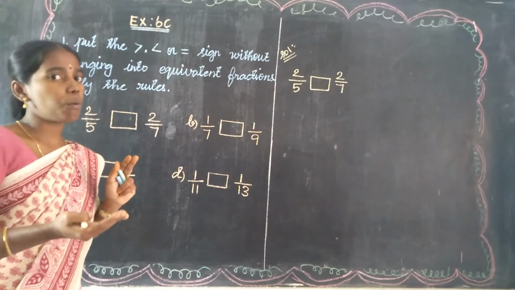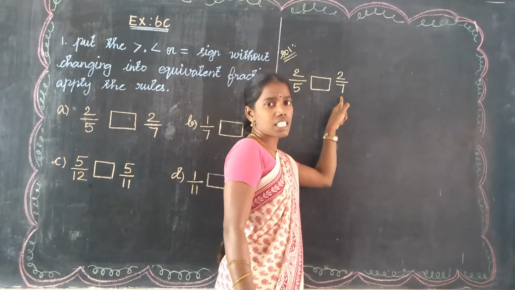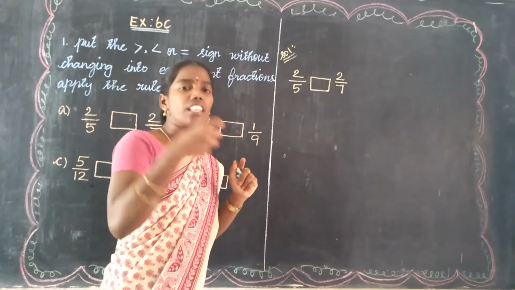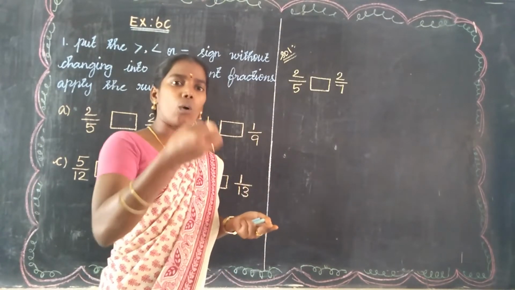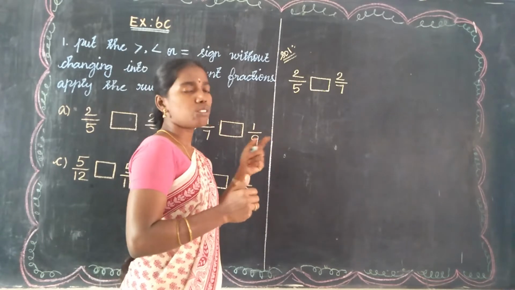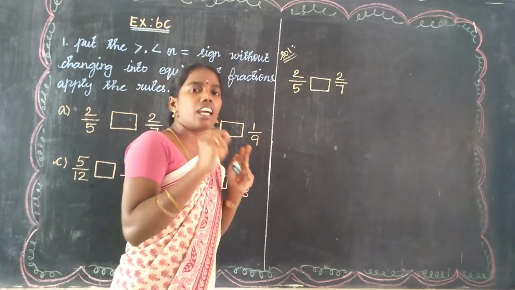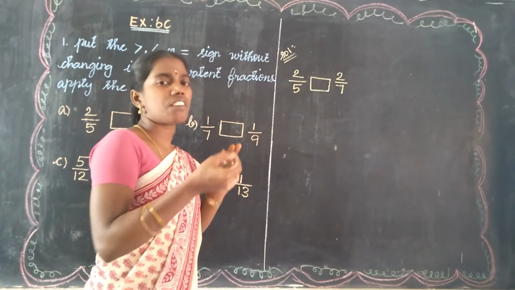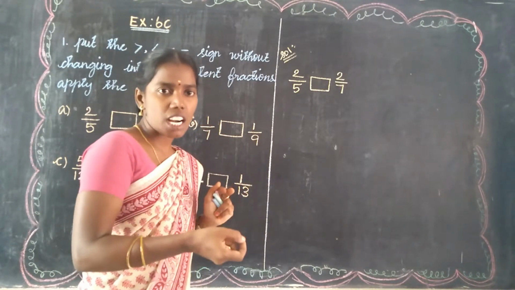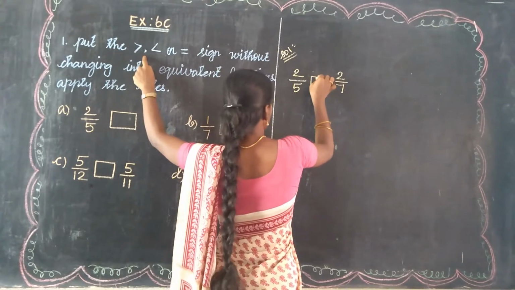Between 5 and 7, which is the highest value? 7 is the highest value, but this number is in a fraction, 2 by 7, not a single number. So if a fraction has a higher denominator, its value reduces. So between 2 by 7 and 2 by 5, which is the greatest? 2 by 7 is the smallest value and 2 by 5 is the highest value. So the symbol is greater than.